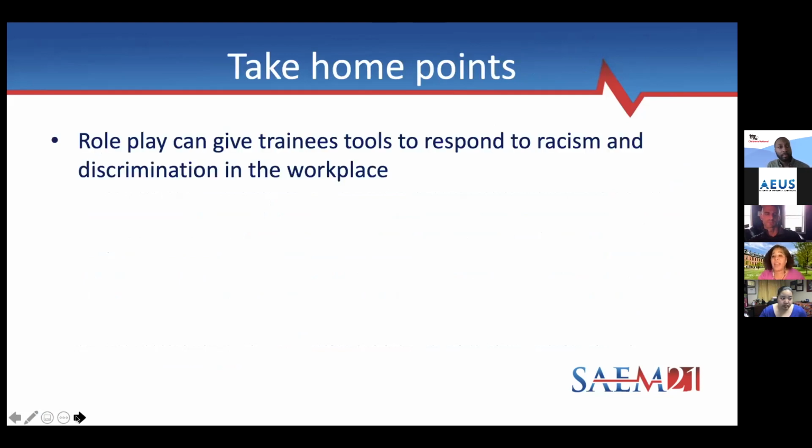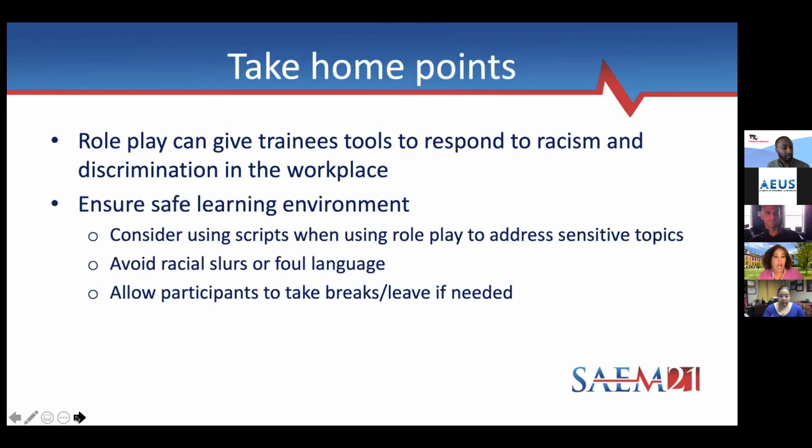One is that role play can give trainees tools to respond to racism and bias in the workplace. Another is make sure the environment's safe. Consider using some scripts when you're addressing sensitive topics, avoid racial slurs and foul language. Don't force anyone to do anything they're really uncomfortable with, watch and see if anyone's having a really hard time, and let people take breaks if they need it. And then finally, an important thing to do is debrief. I know we didn't debrief just now, but I think they're probably going to kick us out of this breakout room in a moment.